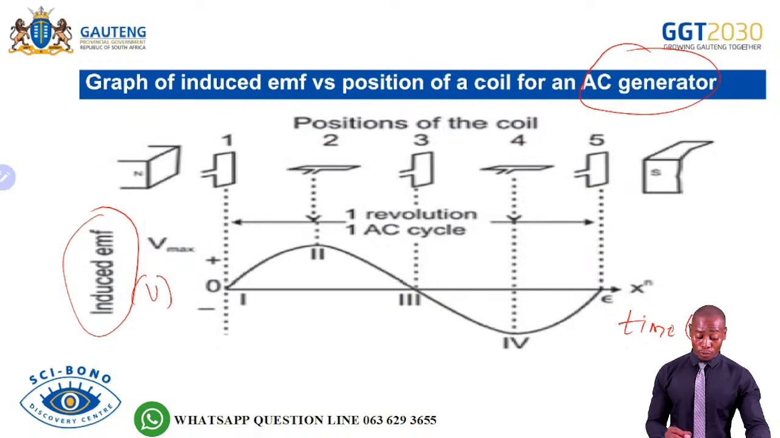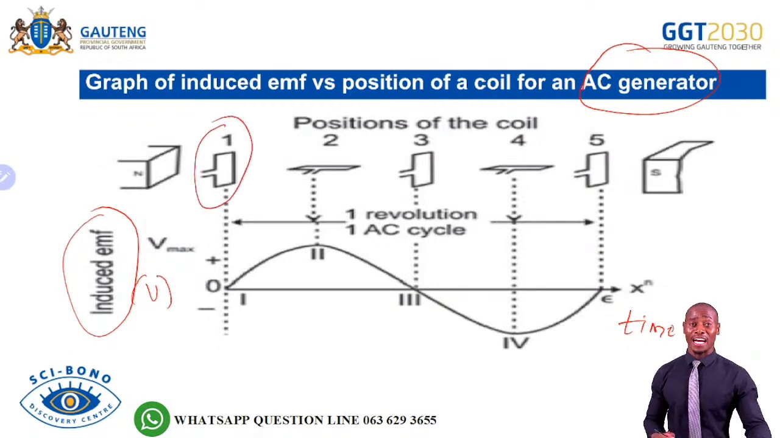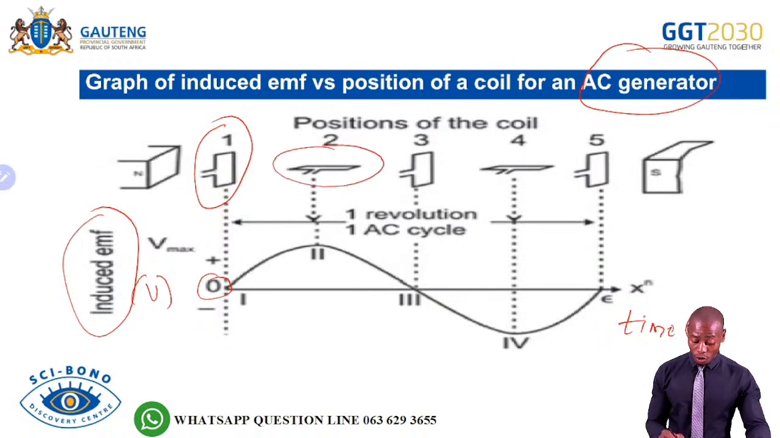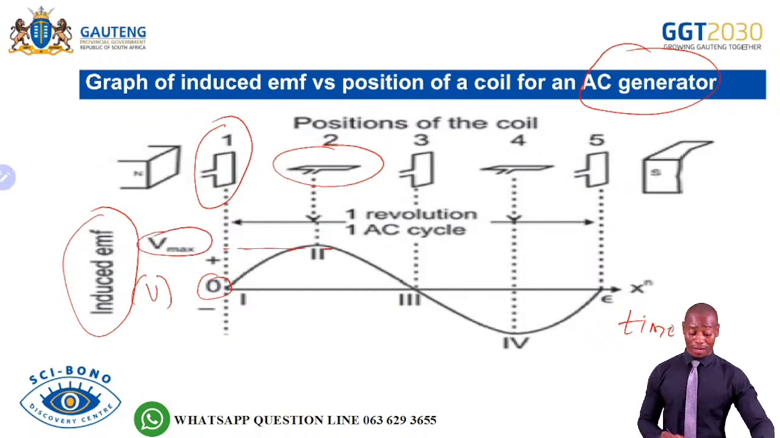So if you look at position 1, this is the position of the coil. You can see the coil is in the vertical position. We have talked about that already. That if the coil is in the vertical position as shown there, right? 0 EMF is induced. That is why our graph starts from what? From 0. Check here. The coil is in the horizontal position. All right. So if the coil is in the horizontal position, maximum EMF is induced. So there we are having what? Maximum EMF.